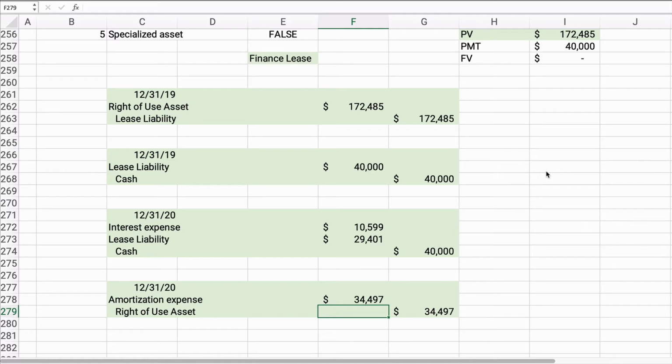Technically, we don't own the asset, but really this is substance over form. The form is legally it's not our asset, but economically we've purchased this asset. So it's the right to use asset. So that's the entry we need to make.